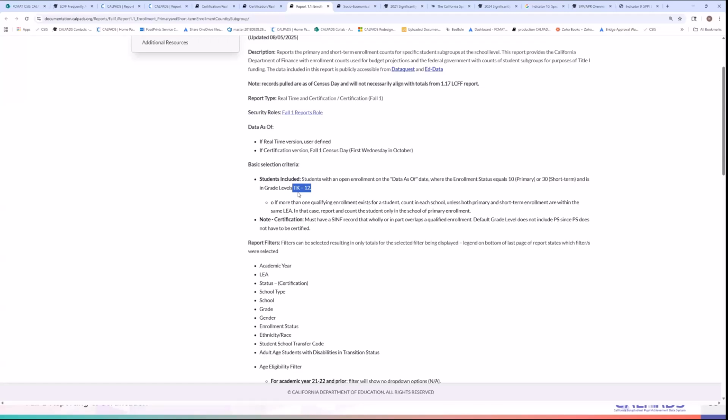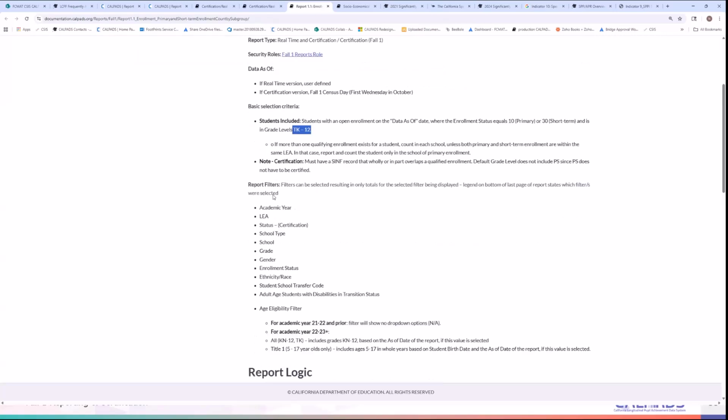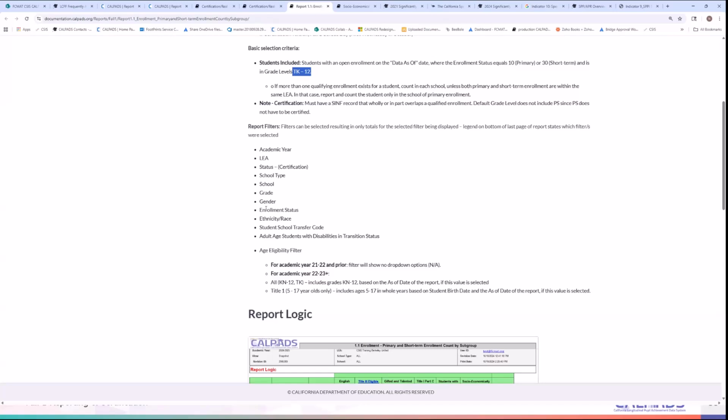The real-time reports will allow you to add filters for those infant, toddlers, and preschool students, but by default, they're not included. So understanding who's going to be included in the report is very important when you're looking and trying to reconcile counts. This is just a description of filters.